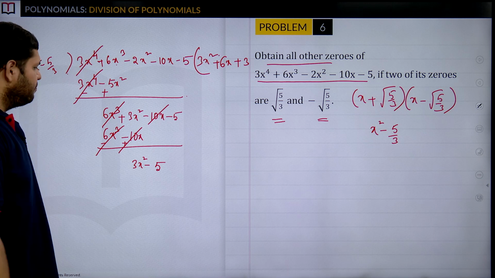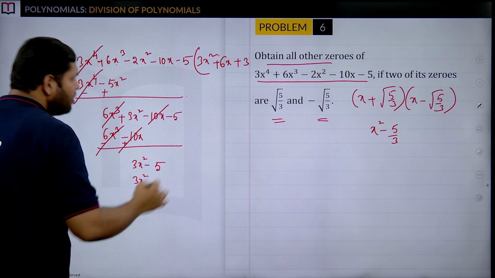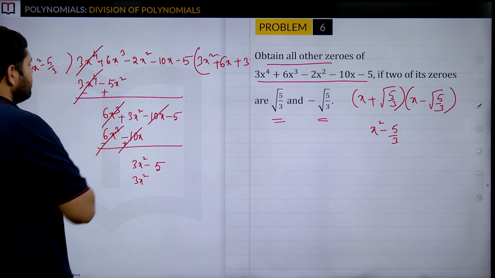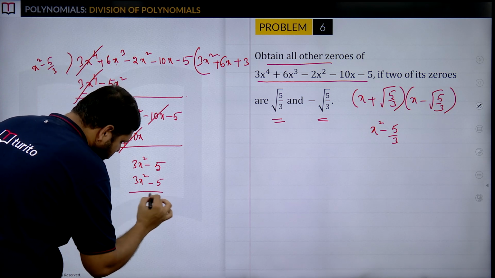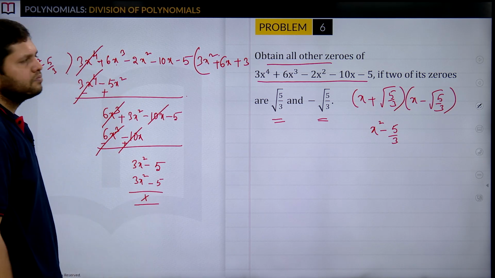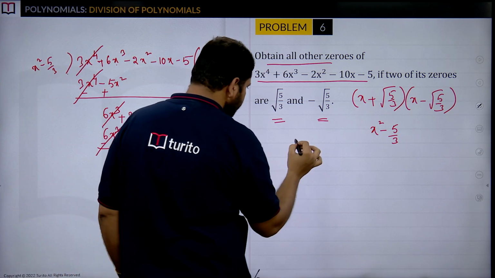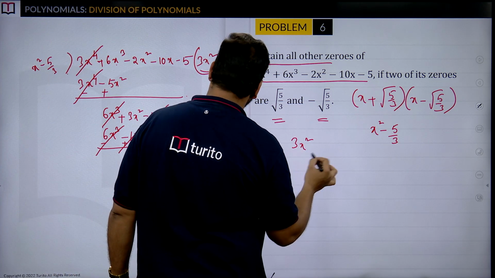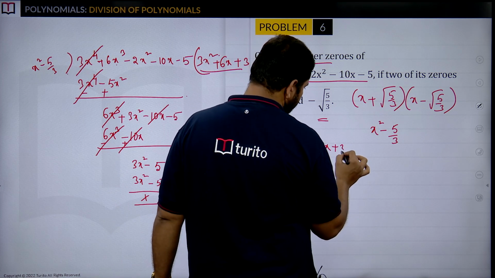Okay, children. If I multiply with plus 3, what happens? 3 into x square, a 3x square. Here numerator 3 and denominator 3 get cancelled. So what am I going to get? A minus 5. So this is what, children? I got the 0. Now children, take this quotient. What is the quotient I got here? 3x square plus 6x, and this is a plus 3.